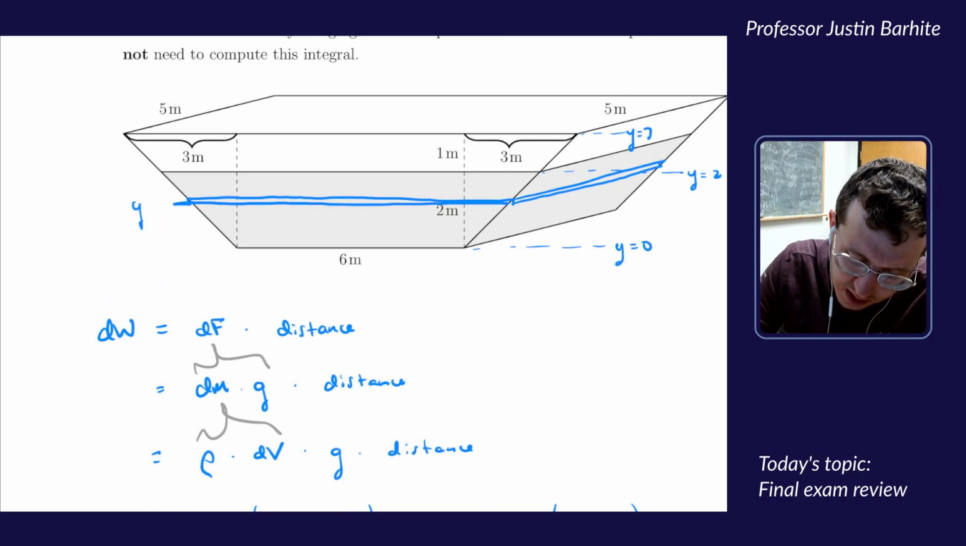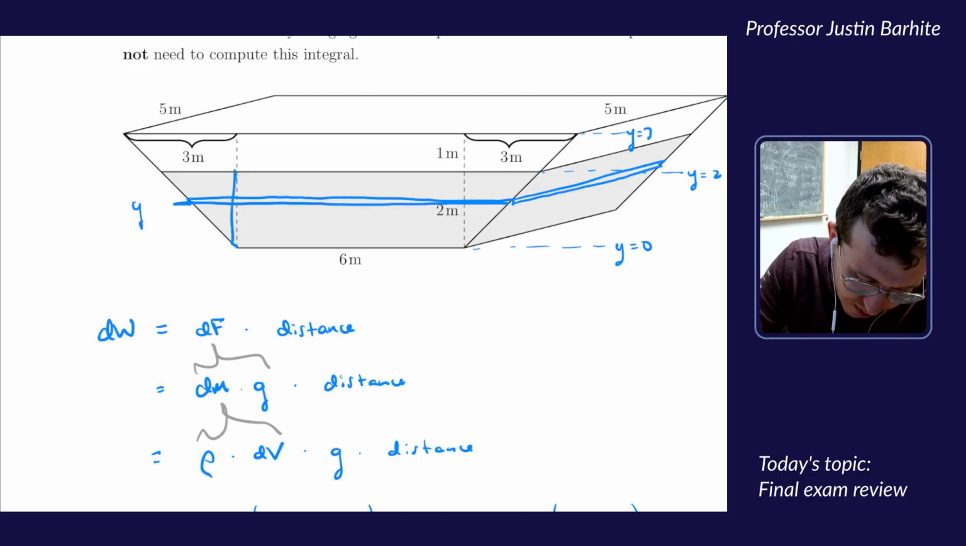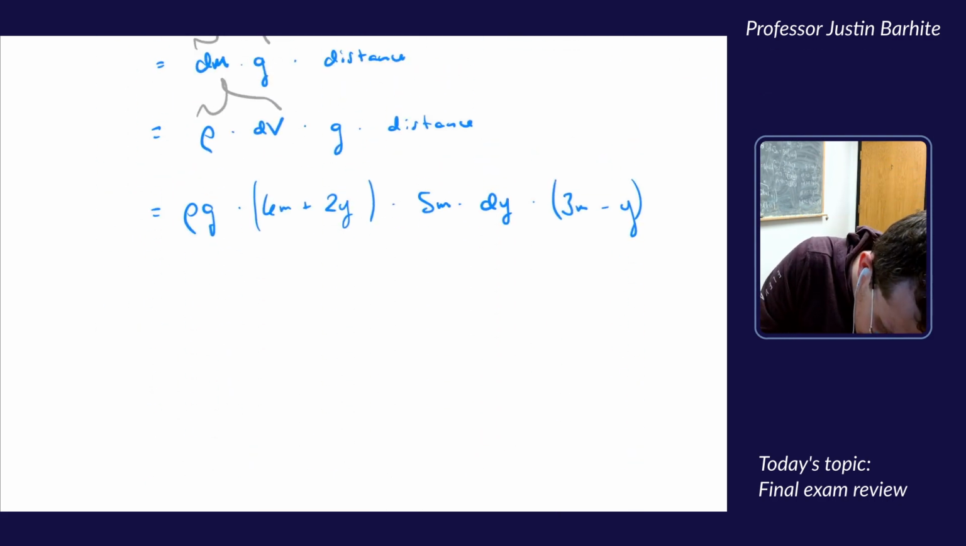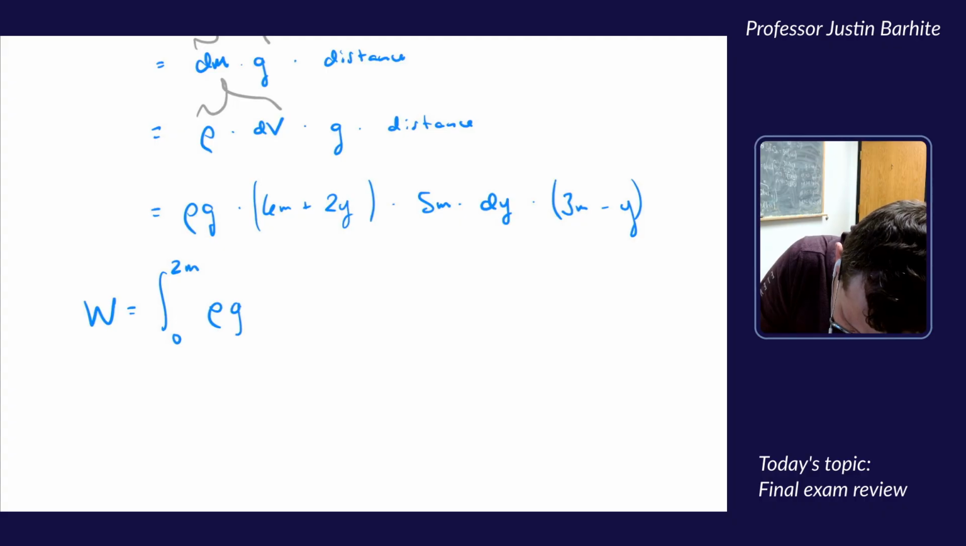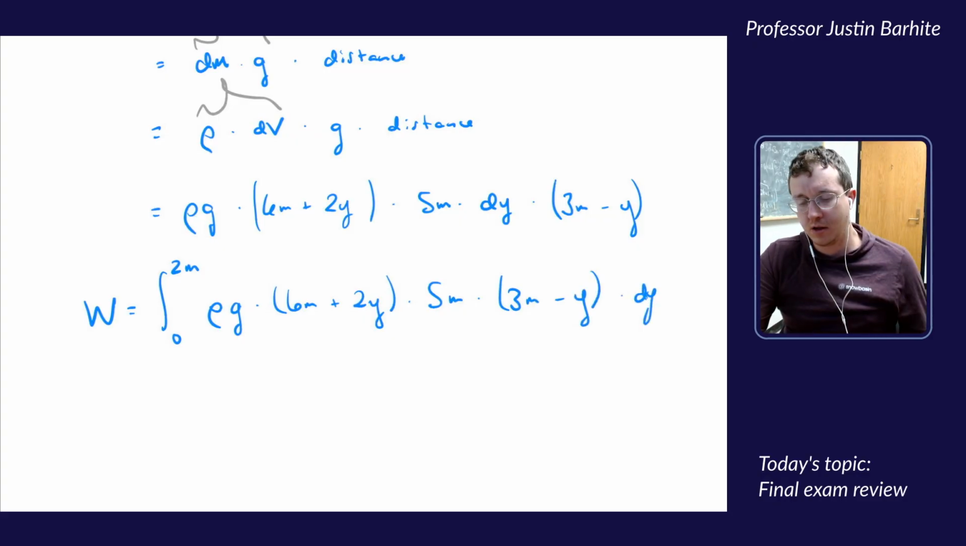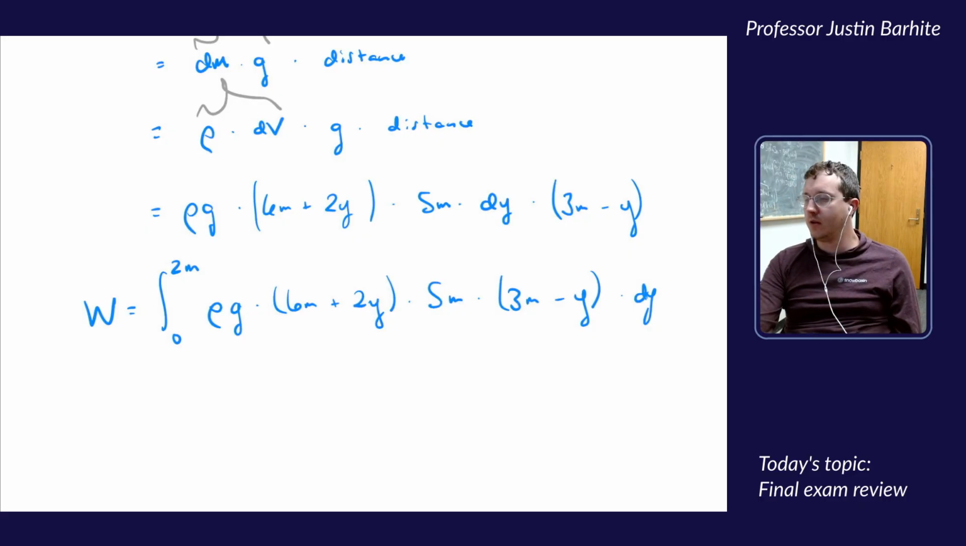To find the total work, we just add up the result for all of the slabs from a y value of 0 up to a y value of 2 meters. And there we go.